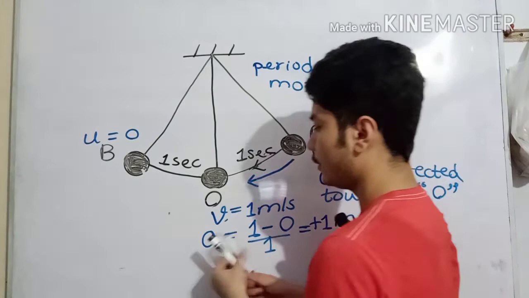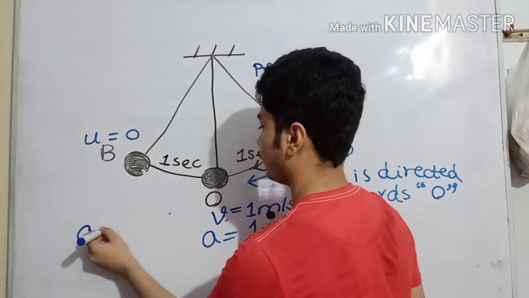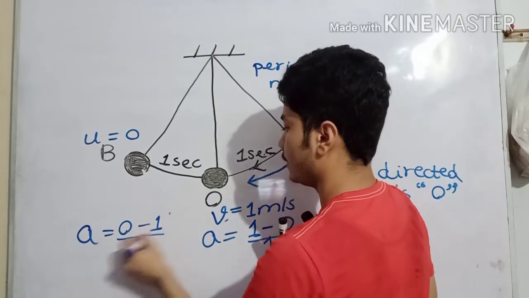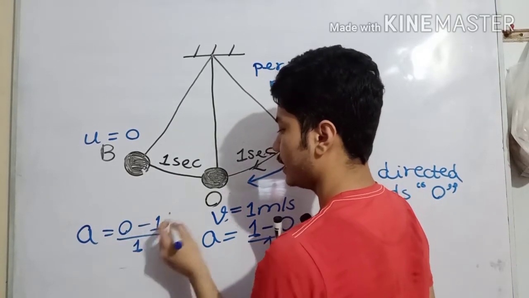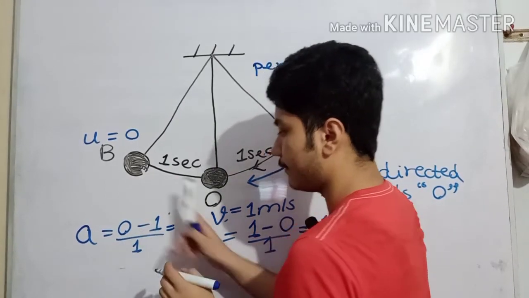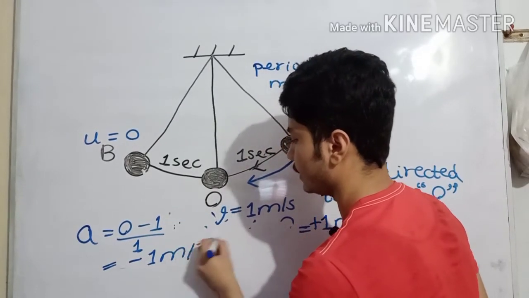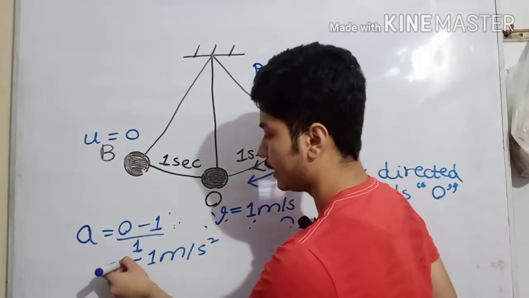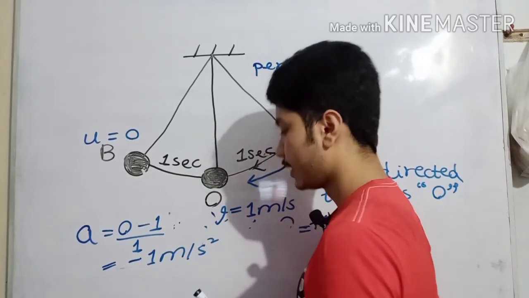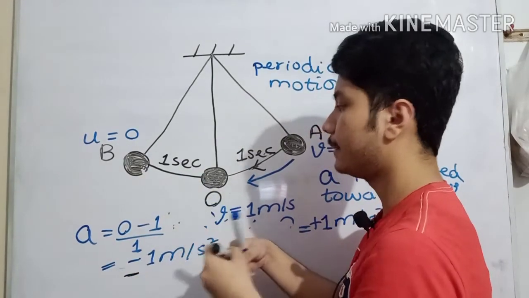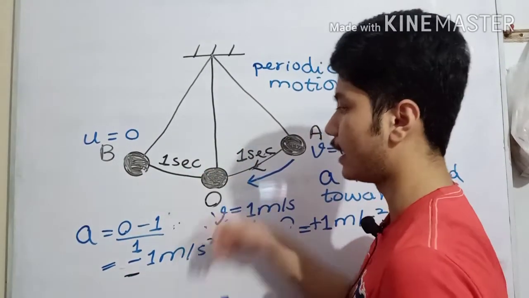So let's put in a formula. Acceleration equals final, which is 0, minus initial, which is 1, upon time, which is 1. 0 minus 1 equals minus 1, and minus 1 divided by 1 equals minus 1 meters per second square. This is the acceleration. You can see here a minus sign, which indicates that the velocity of the body is decreasing each second.